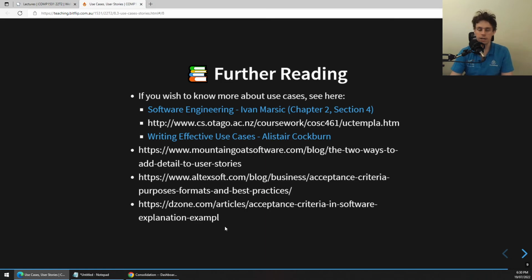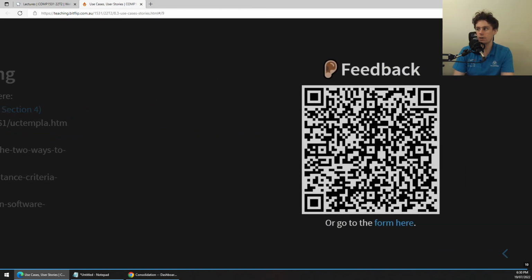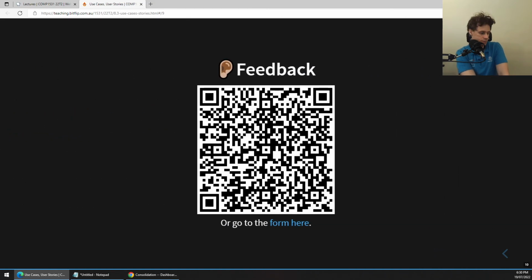Now, we already did talk about the monorail. There's a whole bunch of further reading on this topic because it is a very theoretical topic. So feel free to read that if you'd like. Other than that, please leave some feedback for this short lecture on user stories and use cases. And if you have any questions, please type them in the chat so I can answer them now.